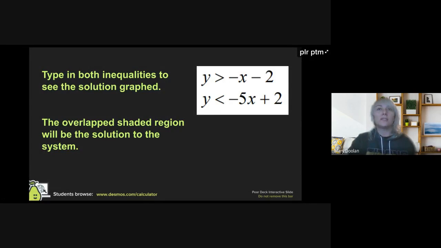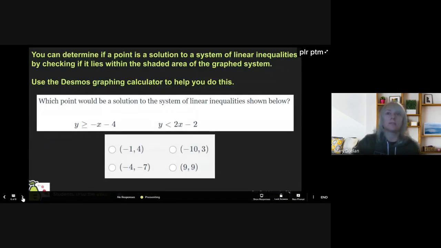Jordan got it. Some of you are coming back, but a lot of you did figure it out. So you can use Desmos to graph systems of linear inequalities. It's really useful for that. And we're going to move on to slide 6.